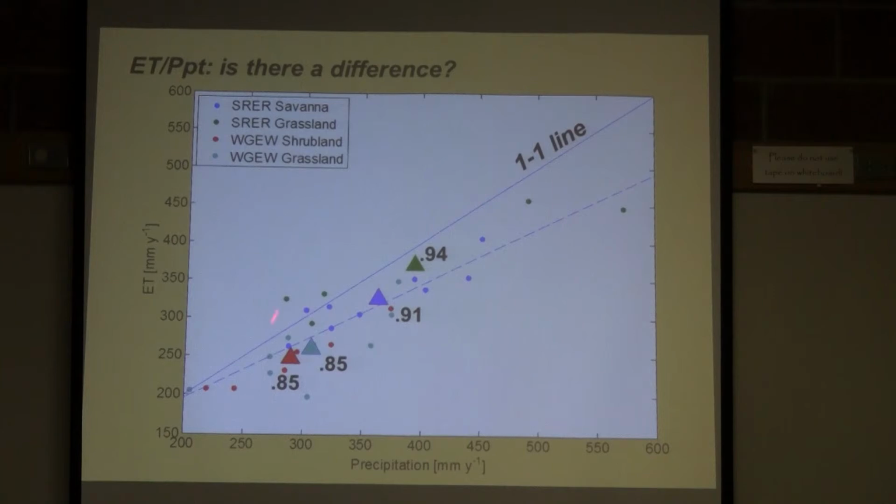So you can see here's our 1-to-1 line. You can see that not all the water that falls in precipitation is returned by evapotranspiration, but it's pretty close. And so I put those average ratios by those diamonds there. And you can see that actually at the wetter end of things here, there's a little bit more. The ET goes to precipitation.